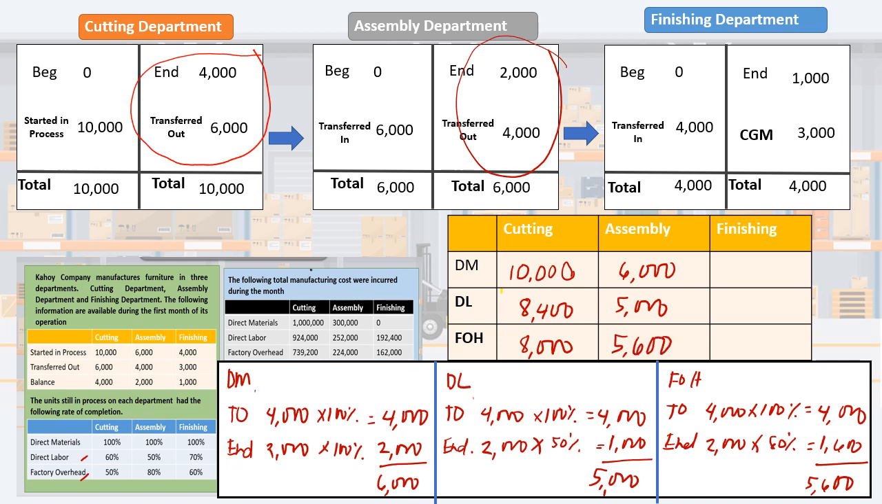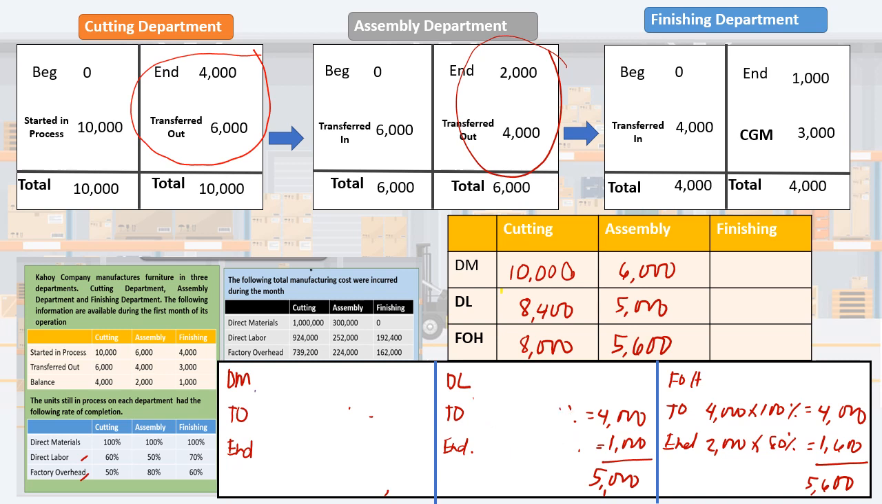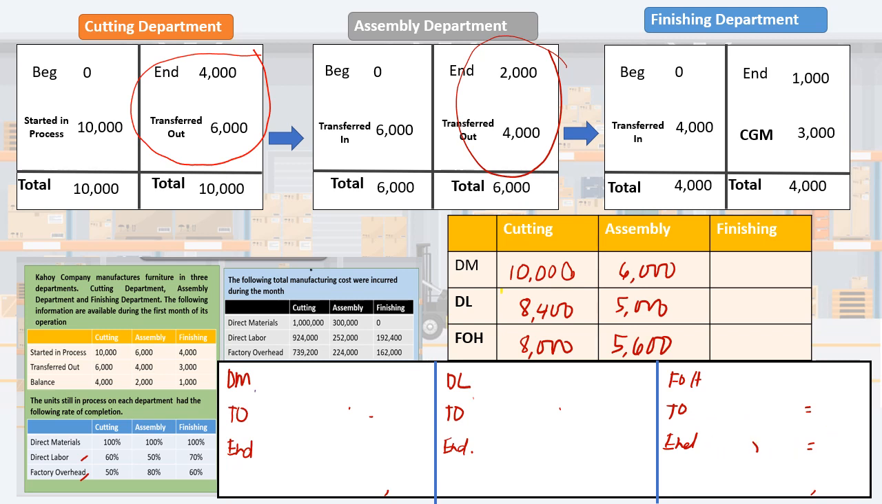Okay, so proceed na tayo sa last department which is the finishing department. So, burahin ko lang ulit. Yan, so nakabura na. So, pwede na nating ituloy ang computation ng equivalent unit of production. So, direct materials under finishing department is 100% completed. So, ilagay lang natin dito.